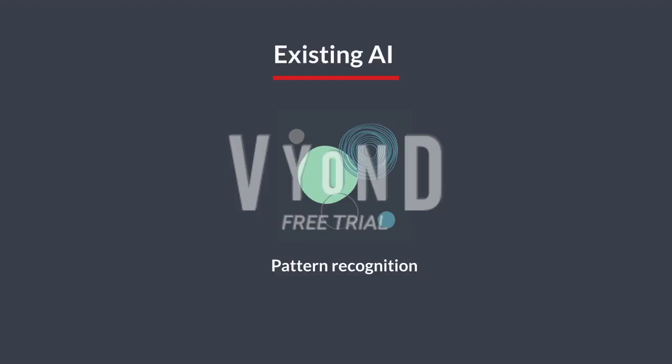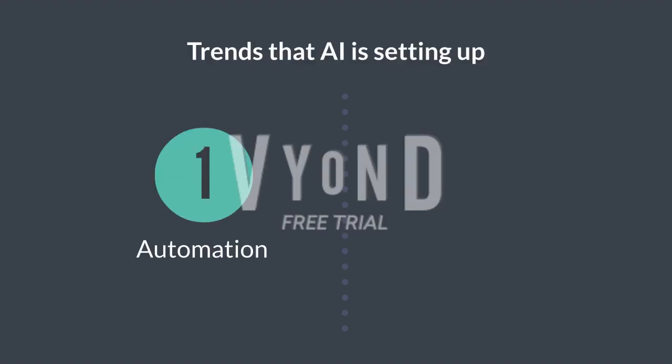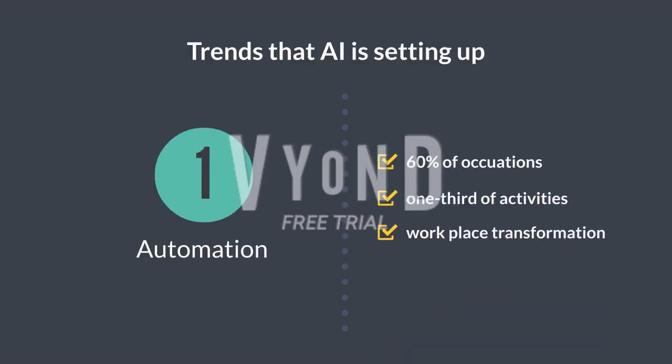In the later parts of this video, we will be discussing applications by vertical. You will be able to look into your interested domains related to your work. Trends that artificial intelligence is setting up. In about 60% of occupations, at least one third of the constituent activities could be automated, implying substantial workplace transformations and changes for all workers.